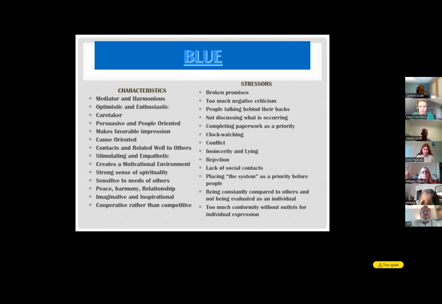Some of the stressors for blues are things like broken promises, too much negative criticism, people talking behind their backs, not discussing what is actually occurring, clock watching. Conflict is a big one that you see in blues. Insincerity, lying, rejection. Also placing the system as a priority above people. In terms of looking at issues, blues are often focused on how people are feeling about them, and not the big picture. Also being constantly compared by others, not being evaluated as an individual, and too much conformity without outlets for individual expression. So those are just some of the characteristics for blue.